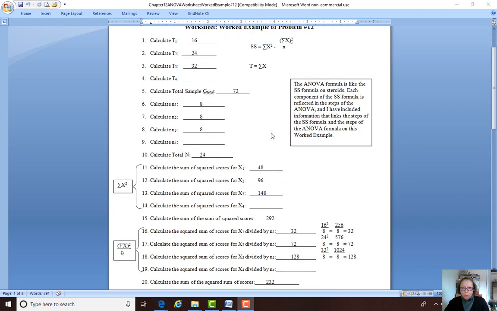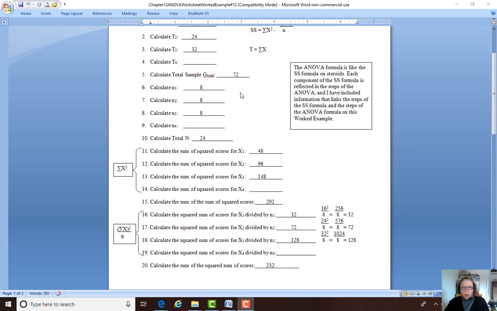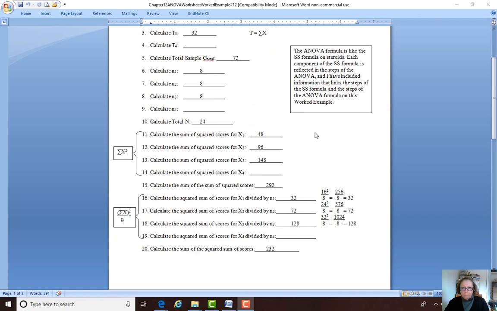The next part of the worksheet has you record the size of the sample for each of the treatment groups. There are 8 scores in each of these 3 treatment groups, and when you calculate the total N, 3 times 8 comes to 24. Now here are the first groupings of the formula steps. Again, I broke out the components, the building blocks of the sum of squares formula, and included those right here on the side.